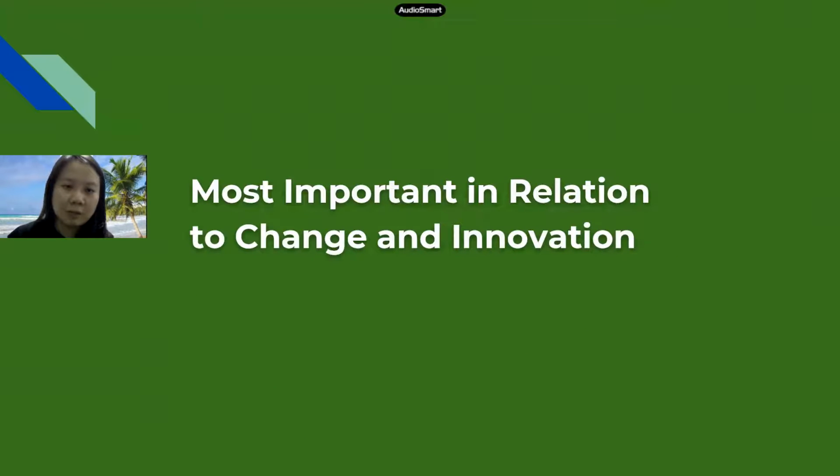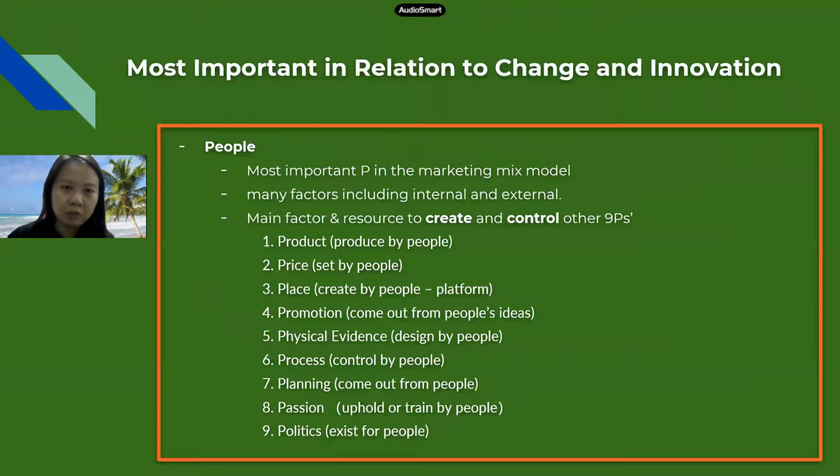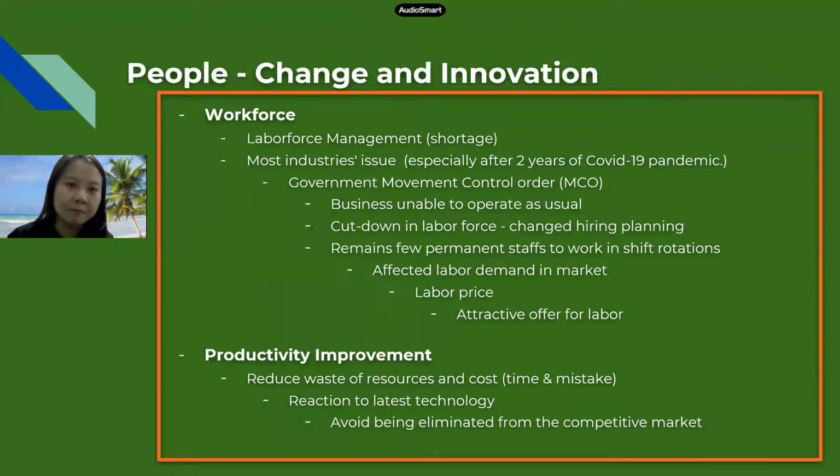Last topic, we'll talk about the most important one in relationship to change and innovation. So the most important P we choose is people. Why choose people? Because people will be the most influential element to the other 9Ps. You can say product is produced by people, price is set by people, place or platform will be created by people, promotion will come out from people's ideas, physical evidence will be designed or supported by people, process will be controlled by people, planning will come out from people's ideas, patient will be uploaded or trained by people, and also quality will be assessed by people.